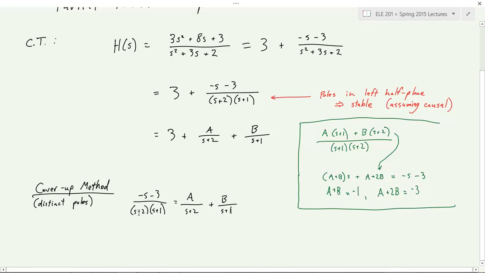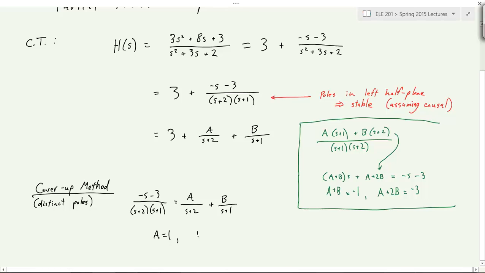The numerator then becomes 2 minus 3. It's negative 1. And the denominator becomes negative 1. So it's negative 1 over negative 1. It's just 1. So we get A equals 1.